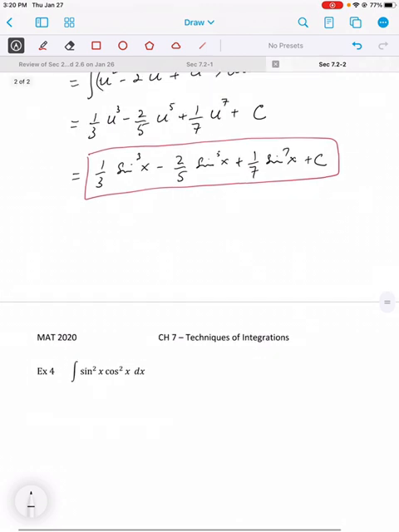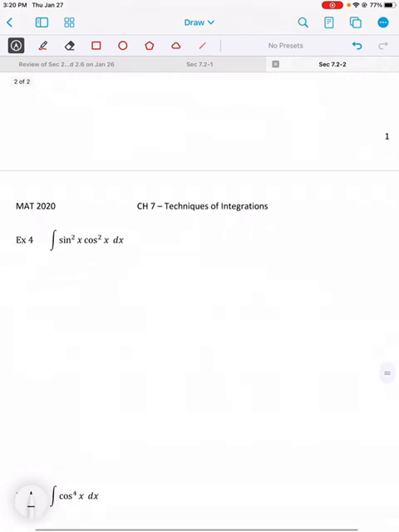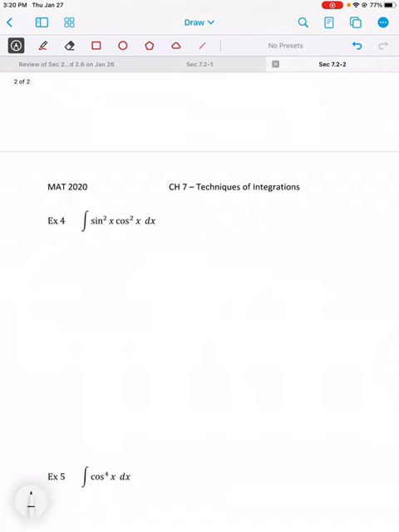Looking at the next example, now here we have both powers even. So we have to use the half angle formula for both. So remember, what is the half angle formula? Well, you can look at it like this as well. One form is what I have up there, but you can also look at it like this. And cosine square x is 1 plus cosine of 2x over 2.